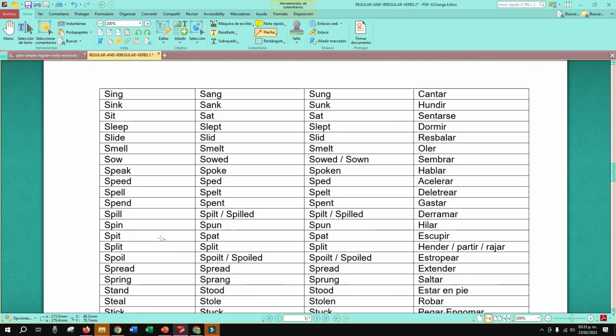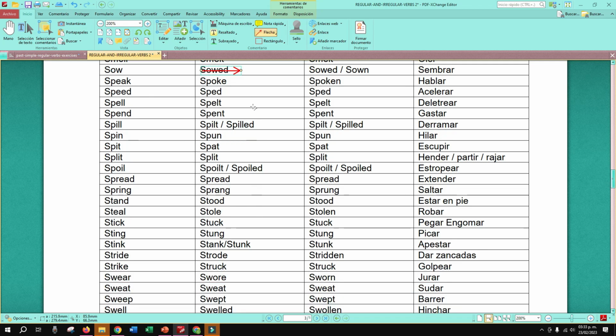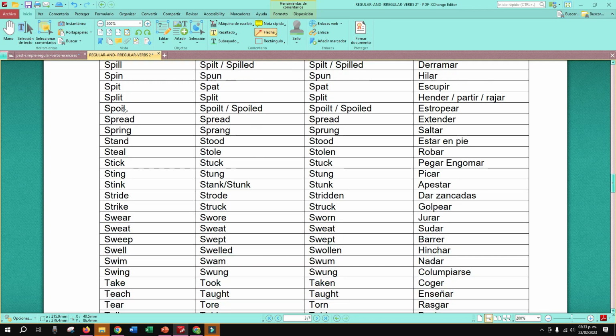Also, you have more here. Sink, sank, sit, sat, sleep, slept, slide, slid, smell, smelt, sow, sowed. That's another one that would be sowed, right? I don't know why you have this here. Speak, spoke, speed, sped, spell, spelled, spend, spent, spill, spilled. That will be regular also, right? And spin, span, spit, spat, split, split, spoil, or spoiled, right? Spoiled, that will be the common one.